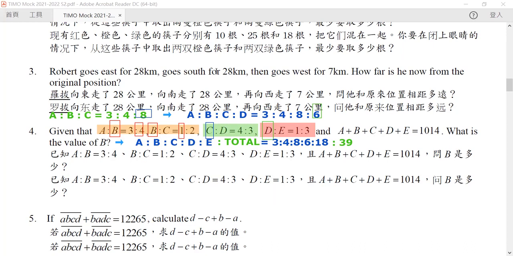And once we get this number, remember that what we mean by having the total as 39 is that our total can be expressed using the ratio constant. So we can rewrite it as 39 times K, which is equal to 1014. Okay, so it means our K is equal to 1014 divided by 39.